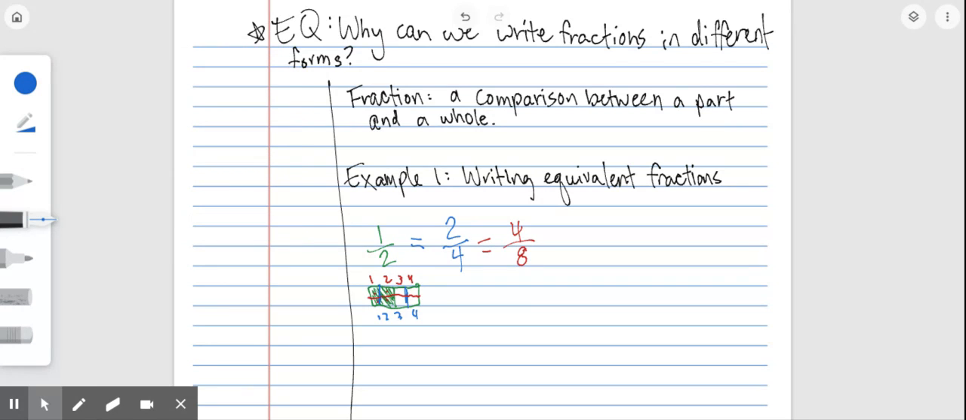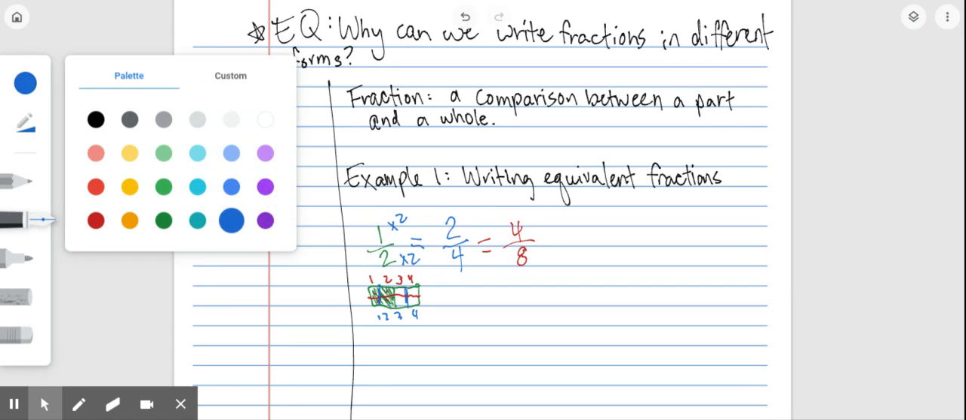Now let's think about this mathematically. I had 1/2. In order to get from 1/2 to 2/4, I broke the half into 2 pieces. So I multiplied by 2, because 1 times 2 is 2, and 2 times 2 is 4. So that's how I got the second fraction, 2/4.